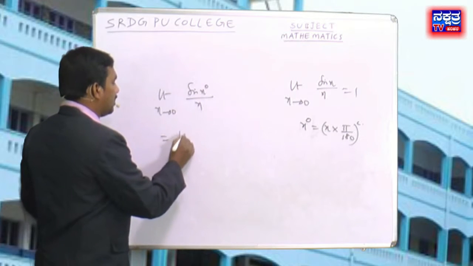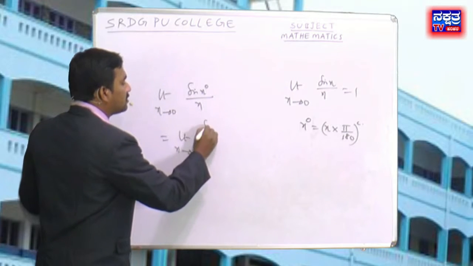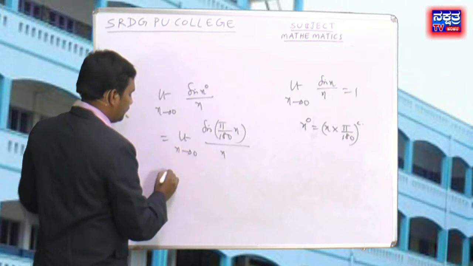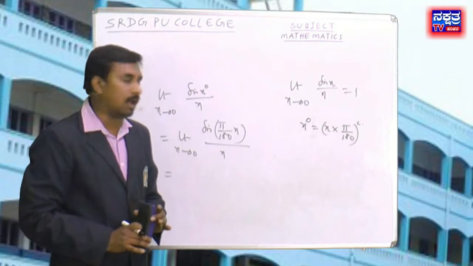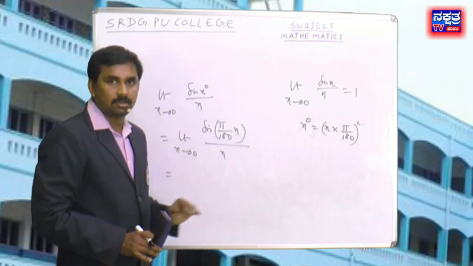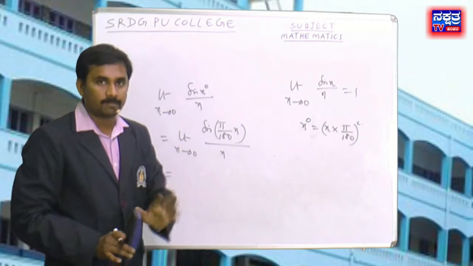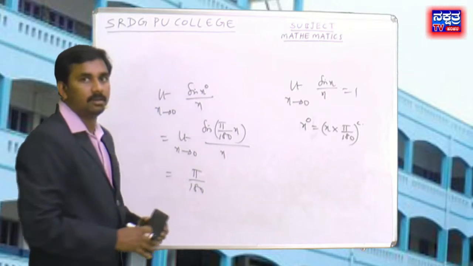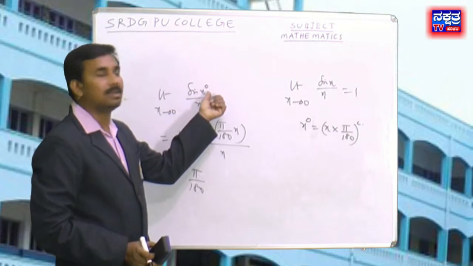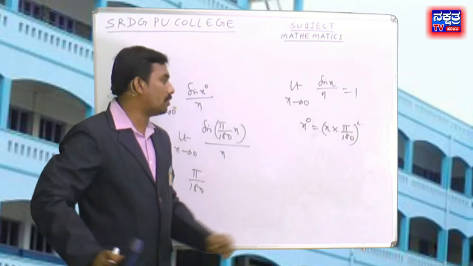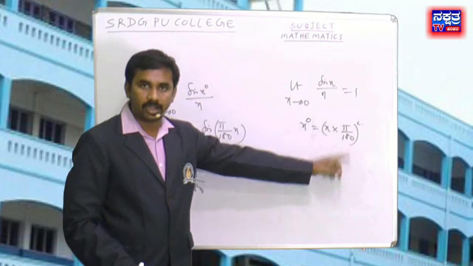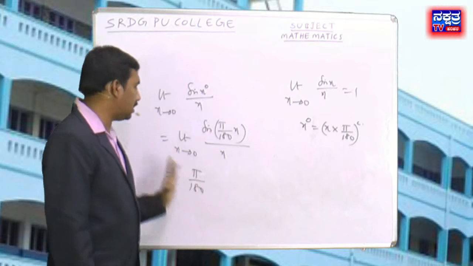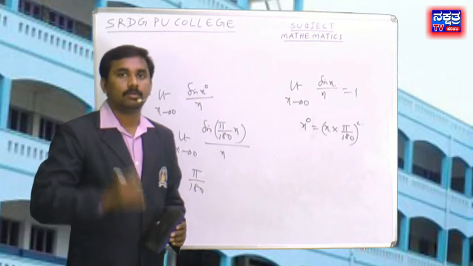Hence, if you apply it here, limit x tends to 0, sin of pi by 180 x by x equals, now it is in the formula sin ax by x. So, sin ax by x is a. So, you can take the answer directly, pi by 180, the coefficient. What do you have to observe here? Degrees are given, but in the formula it is radians. So, first you convert degrees into radians, then it becomes the formula sin ax by x, which equals a. We'll move to the next question.